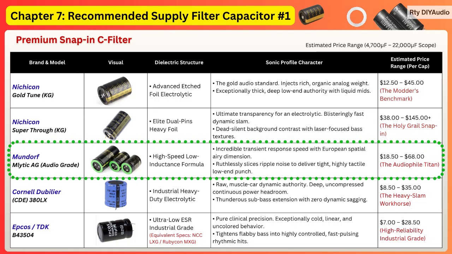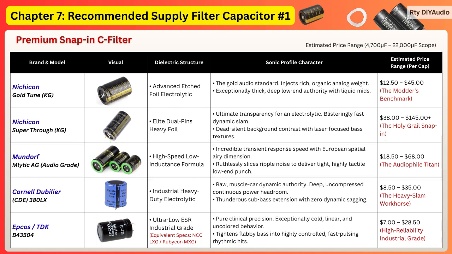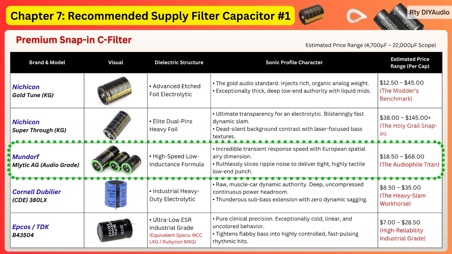Third, the German-engineered Mundorf M-Lytic AG audio grade. Implemented with a specialized high-speed, low-inductance formula, this premium package ruthlessly slices through power line ripple noise to deliver an incredible transient response speed with a tight, highly tactile low-end punch and wide European spatial airy dimension.